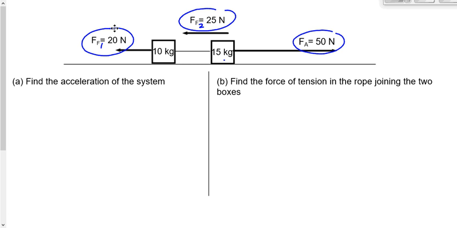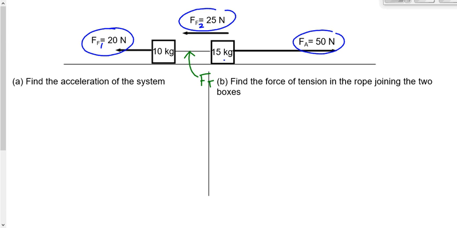All three of these forces affect the motion of the entire system, the 10 kilogram object and the 15 kilogram object together. But what if we want to find the force that acts between the 10 and the 15 kilogram object, the force of this rope that joins the two objects together? We call that an internal force. Specifically, because it's a rope that joins the two together, we'll call it FT, the tension of the rope between these two objects, the 10 and the 15.